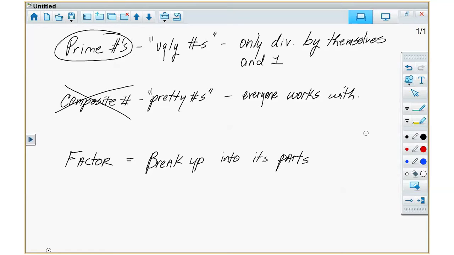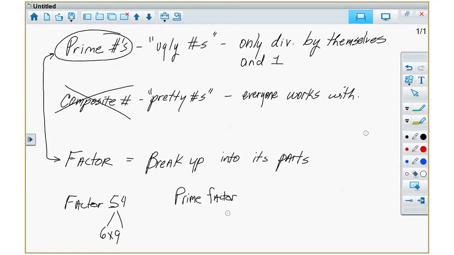But anyway, factor by prime numbers. So if I give you the directions to factor 54, you will say 6 times 9. Okay, that's normal. But if I tell you to do prime factorization of 54, you would say 2 times 3 times 3 times 3.